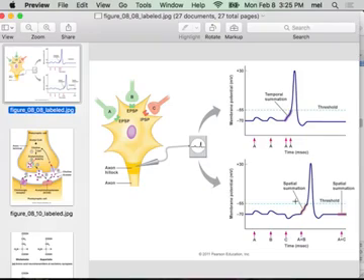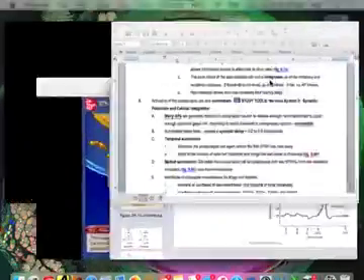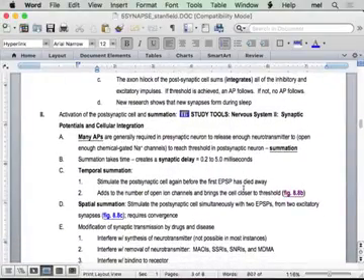So my question to you is, which of those requires convergence, spatial or temporal? Spatial requires convergence. Temporal does not. Does that make conceptual sense to you? Okay. So that's temporal and spatial summation. Okay, questions? Any questions? No?